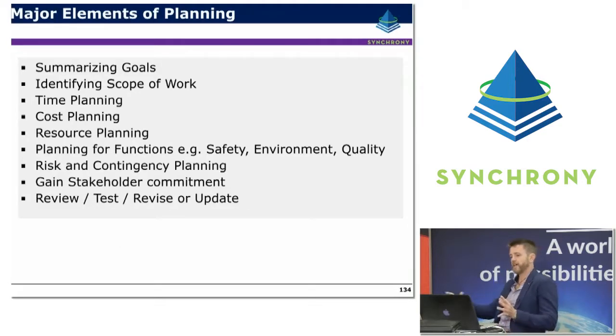So the major elements of that overall higher level planning process are about summarising goals, identifying the scope of work, time planning, cost planning, allocating resources, and planning for different functions, and this is a really important aspect as well. So looking at the project scope from the project manager's viewpoint, but also cutting across the project, looking at it from a safety perspective, an environment perspective and a quality perspective, and making sure, from a safety perspective, all of the right audits are happening.